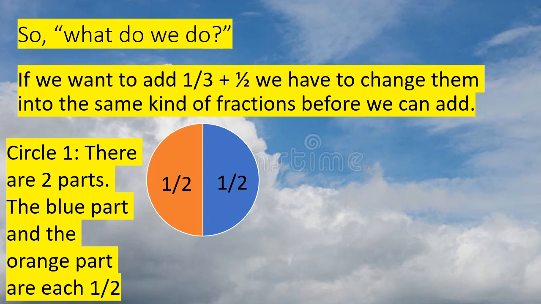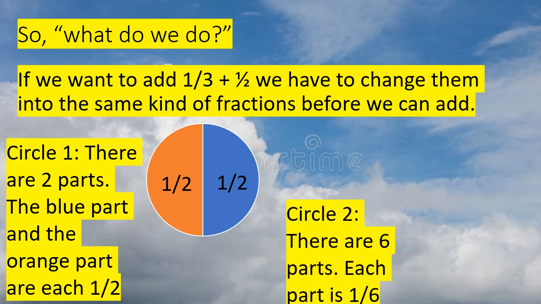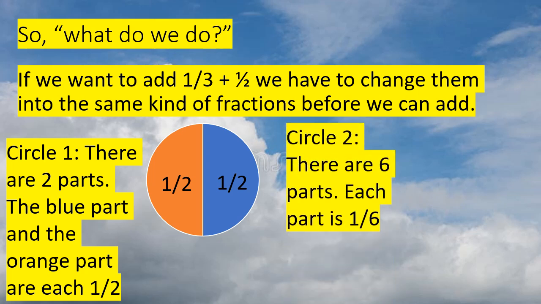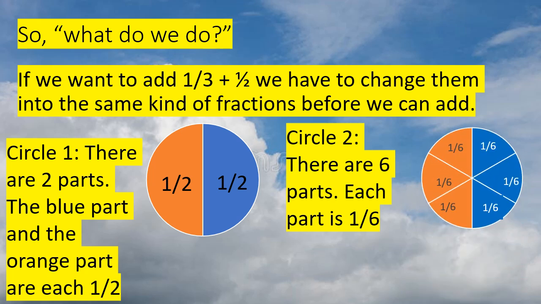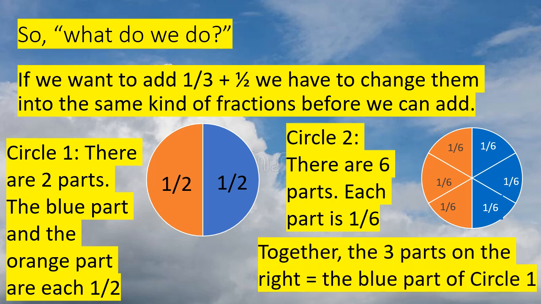In circle 1, there are 2 parts, the blue part and the orange part, and each part is 1 by 2. In circle 2, there are 6 parts. Each part is 1 by 6. Together, the 3 parts on the right equals the blue part of circle 1.